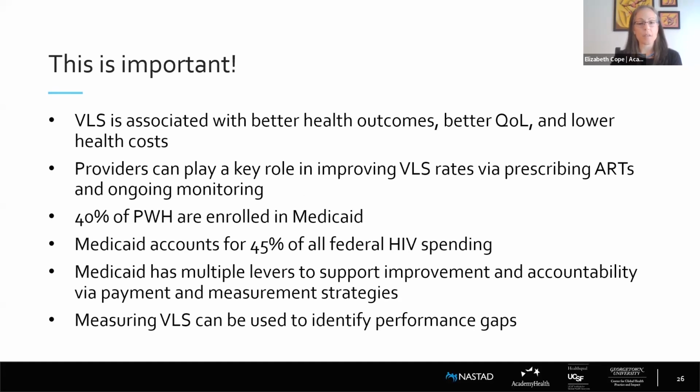But again, this is a measure of provider quality of care in the Medicaid context. It's true that factors beyond the clinic matter and can matter a great deal. But providers have a key role to play in improving viral suppression rates through prescription of antiretrovirals and monitoring of viral load. So they are a key player here. And Medicaid covers about 40% of all persons with HIV in the US. So focusing on quality of care in Medicaid is potentially a major route to improving this vitally important outcome for people with HIV.